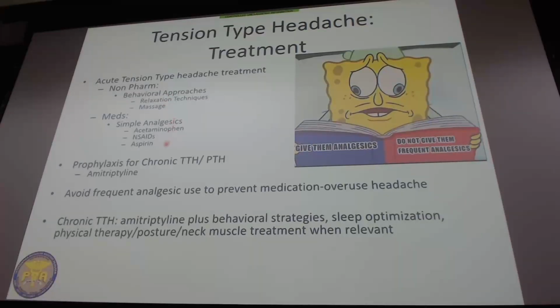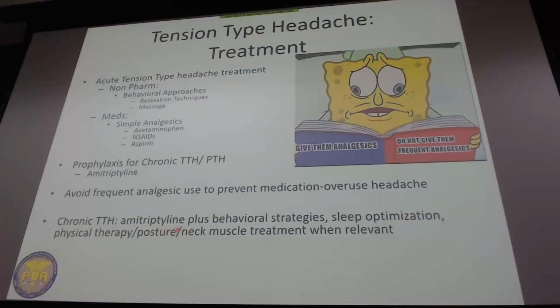And then your simple analgesics again. We want to give them analgesics because they work great, but don't give them too many. It's kind of a balance between the two. Control that with how much you're prescribing and ask the questions of how much they're taking. Because if they're taking it more than half of the days of the month, I'm really worried about rebound headaches at that point. And then avoid frequent use, but prescribe it, sure. It's a balance.